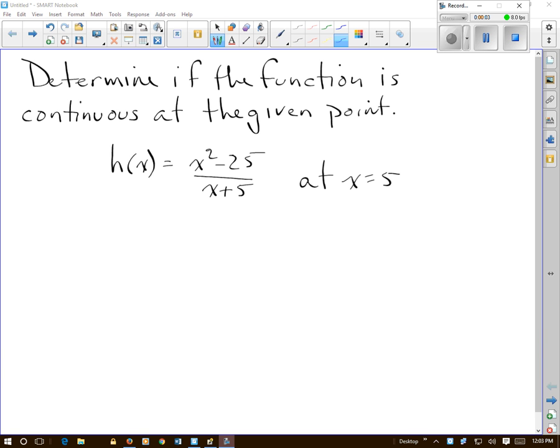Hello, this video is to go with section 1.3 summer video. We're looking here at continuity, and we want to determine if this function is continuous at the given point. To do that, we're going to use the continuity test.